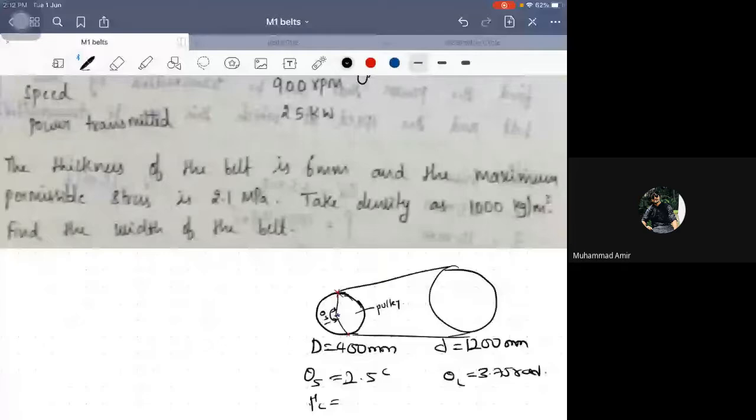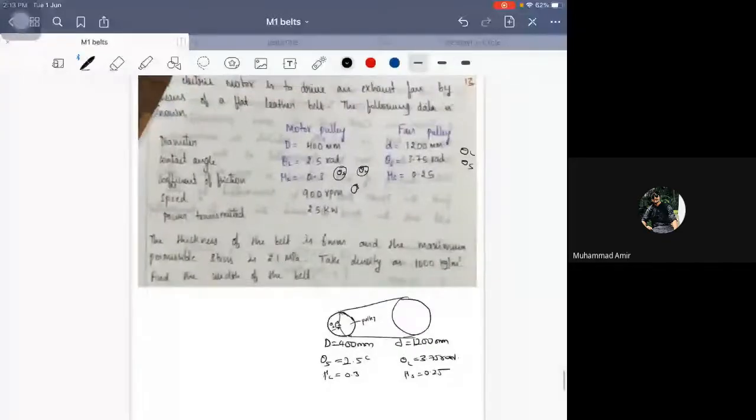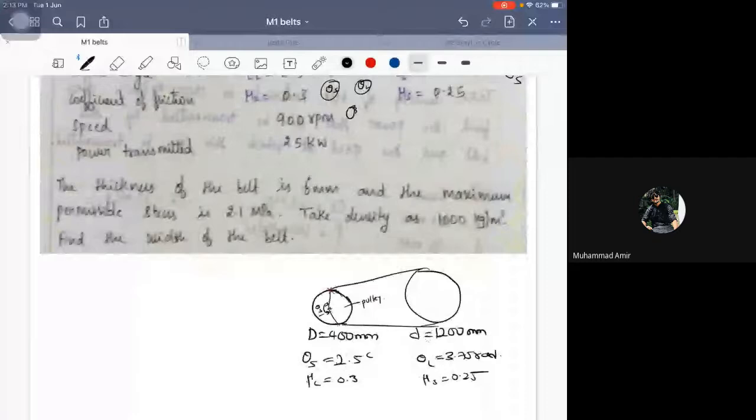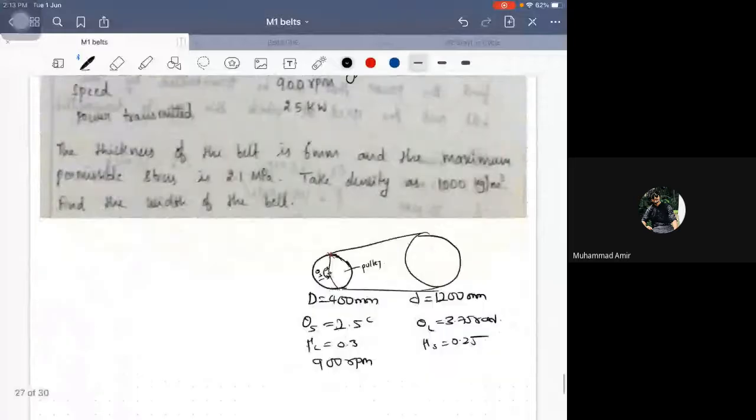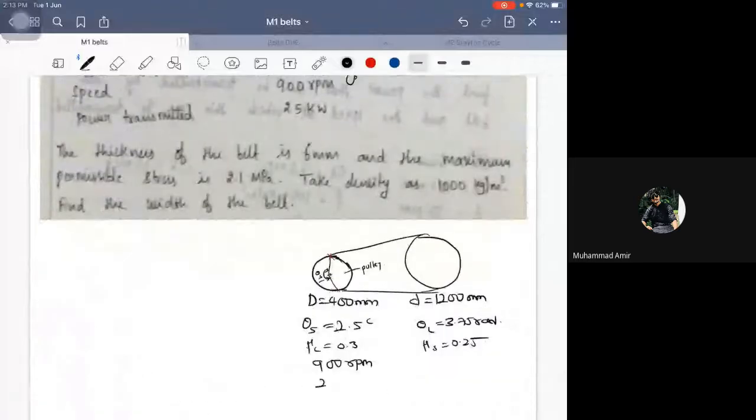Okay. Now, the coefficient of friction is specified for both the pulleys. It is 0.3 for the larger one, and for the smaller one, mu S is equal to 0.25. Okay. Next, speed is 900 RPM. That is given. The power transmitted is 25 kilowatts.